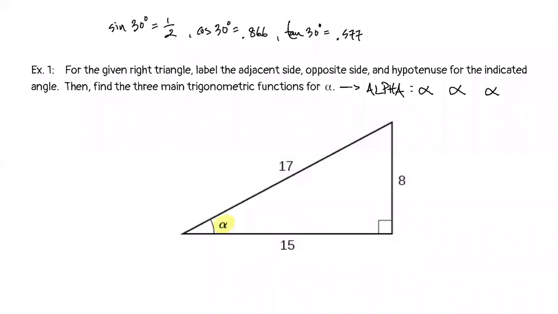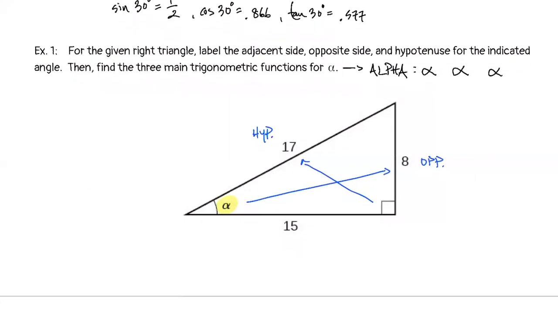So the first part of the question says label the opposite, the adjacent, and the hypotenuse. So let's start with 17. How should we label 17? Is the hypotenuse good? Okay, what should we label 8? Because if I look at my alpha and look straight across, I get to 8. That means 8 is the opposite side from alpha. Similarly, the hypotenuse is the opposite from the right angle. The hypotenuse is always opposite the right angle. And then our 15 is usually the last one I label, whatever's left over. That's our adjacent side, okay?